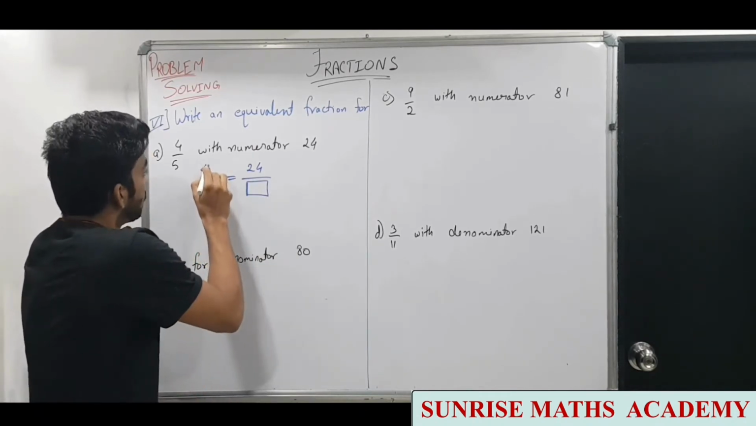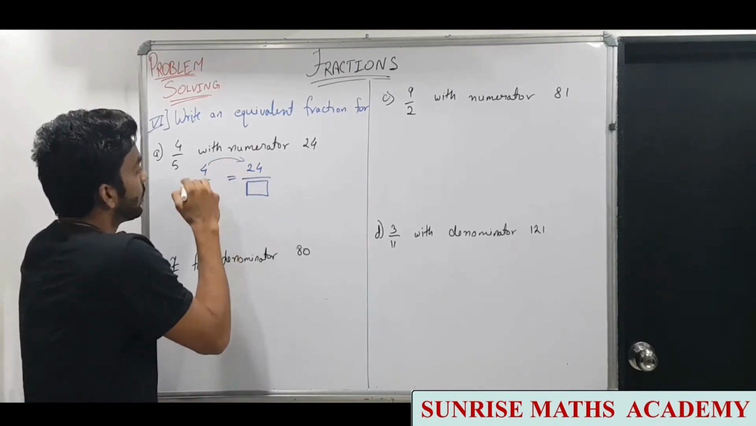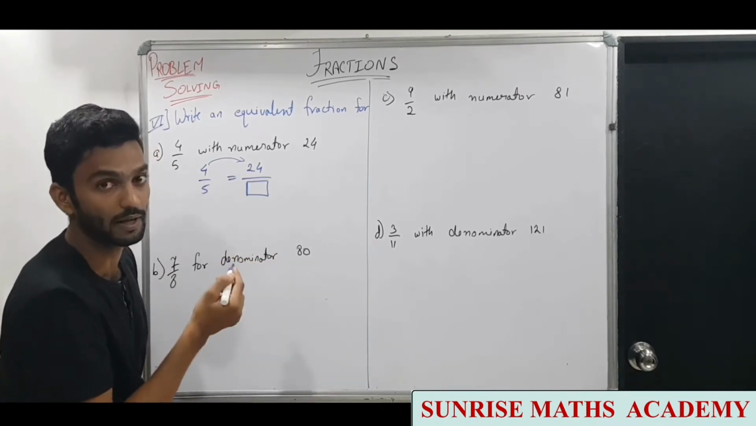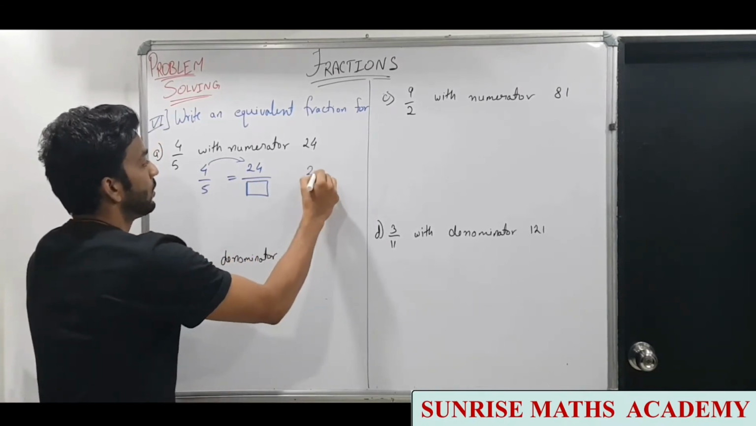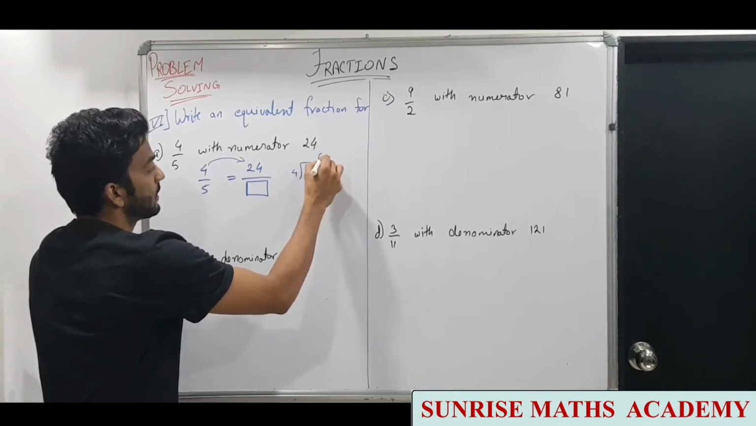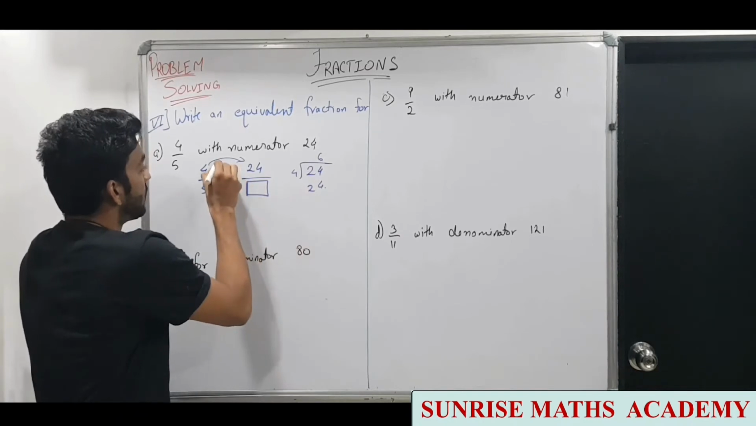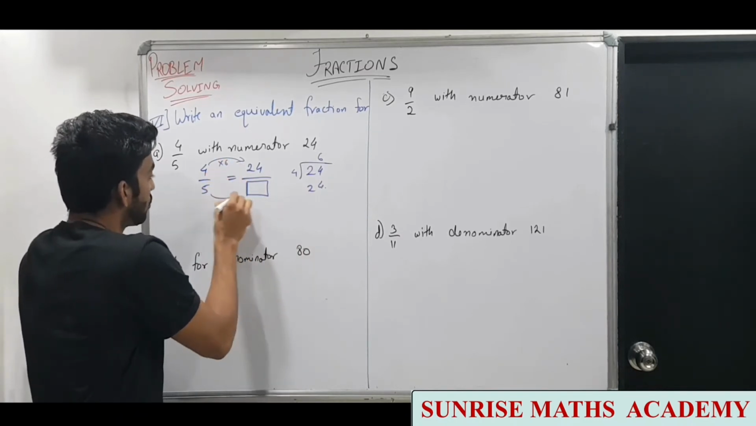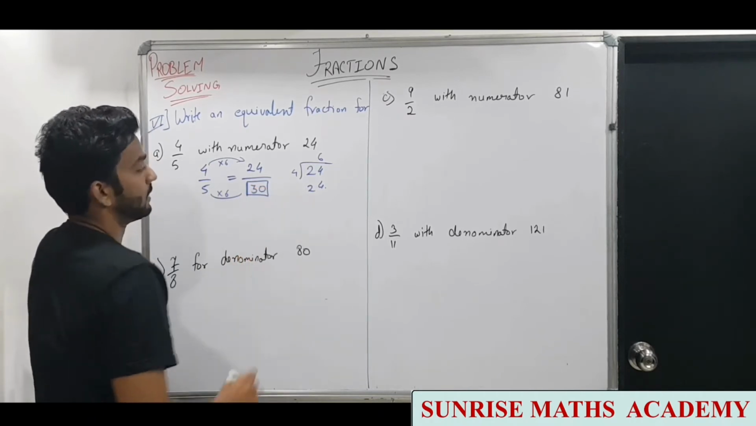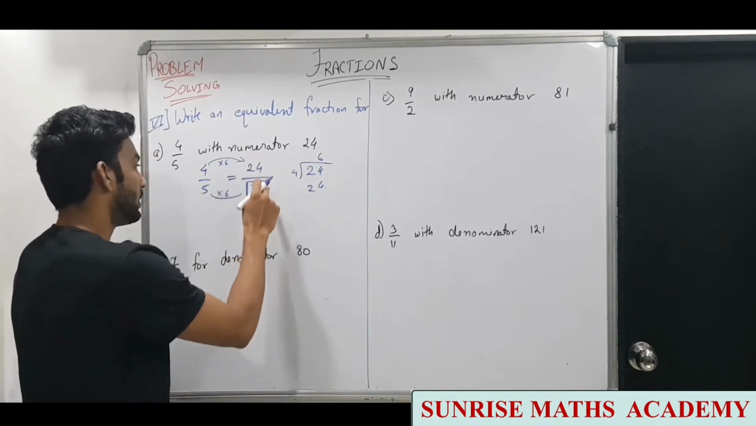So from 4 to 24, how do we go up to that number? 4 से 24 जाने के लिए हमको क्या मल्टीप्लाई करना है? To find that, divide 24 by 4. So 4 6s are 24, so it is multiplied by 6. So here also we multiply by 6. 5 6s are 30. So that's how we get 24 upon 30.